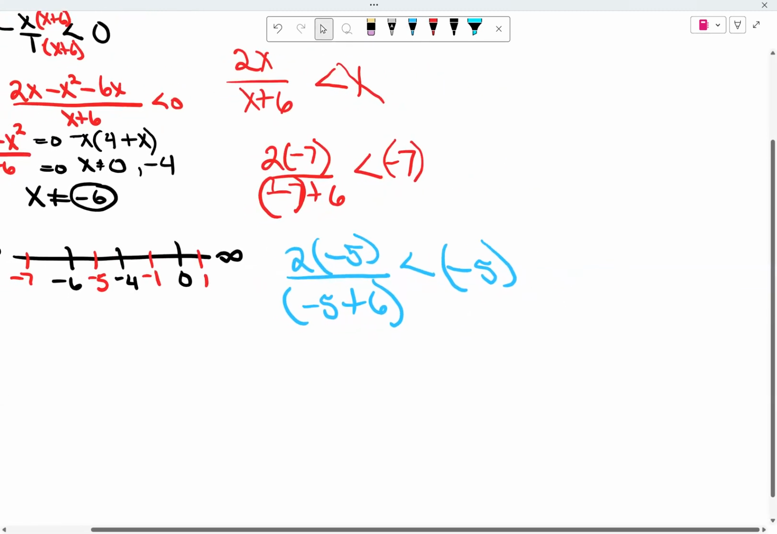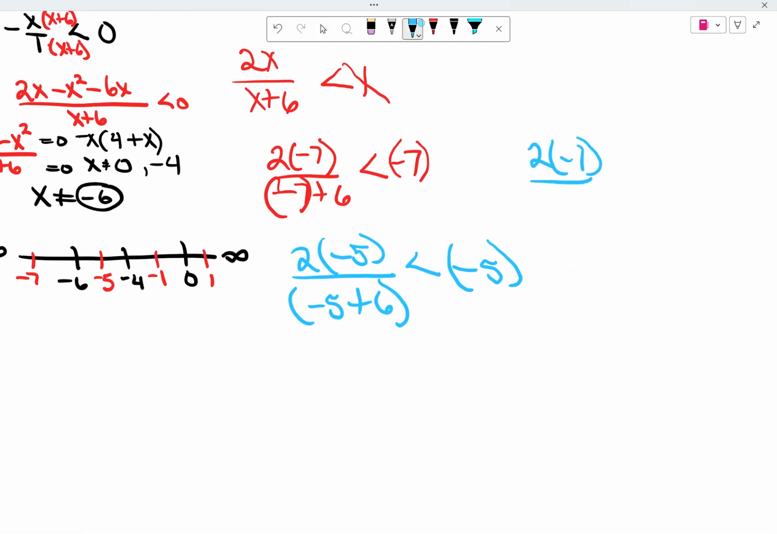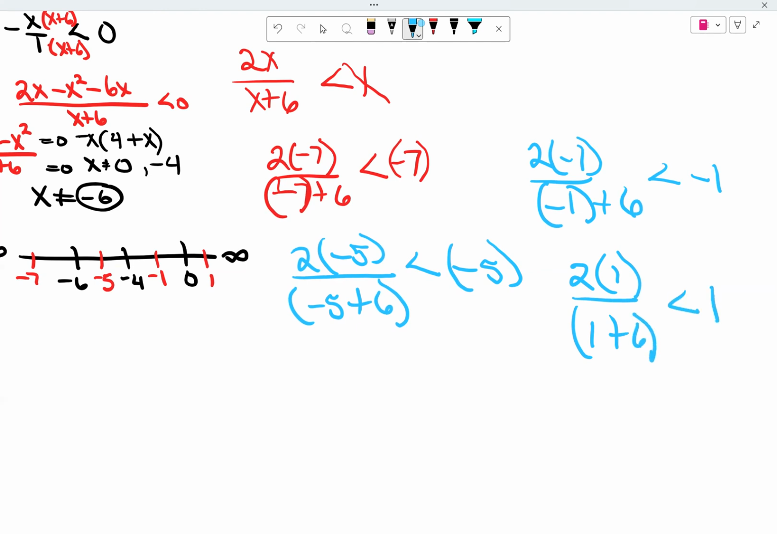Do the same with the -1. So is 2 times -1 over -1 plus 6 less than -1? And I'll do the same thing with +1. So 2 times +1 over +1 plus 6. Is that less than 1?